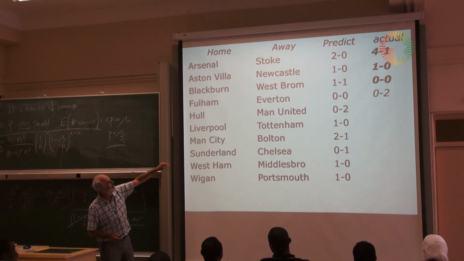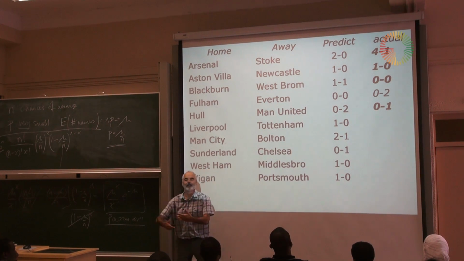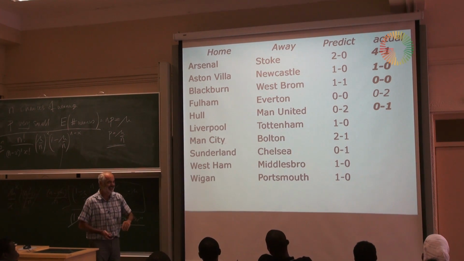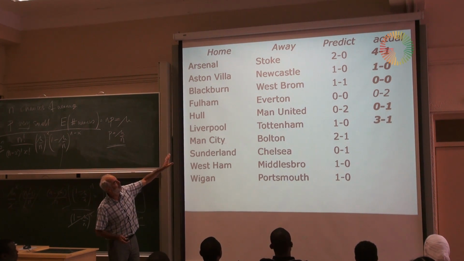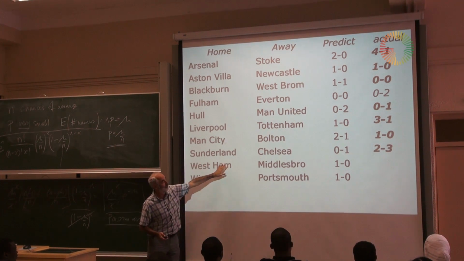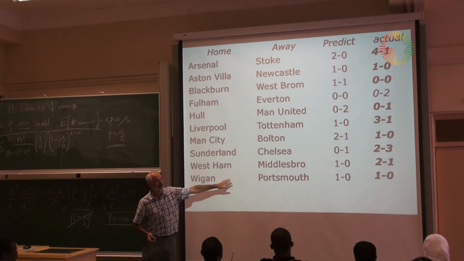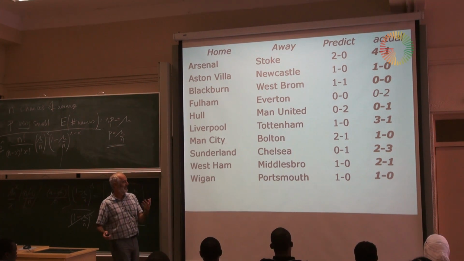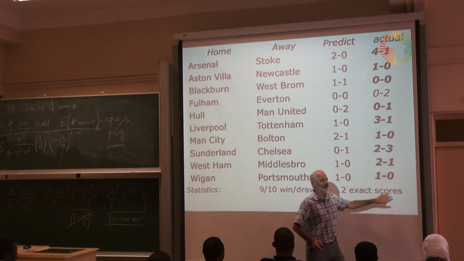So that was wrong. Hull, it was 0-1. Manchester United only scored 1. They weren't playing their best team. Liverpool, I said Liverpool would win. Yeah, they won, but 3-1. Manchester City, Bolton, didn't get the score right, got the result right. Sunderland, Chelsea, got the result right, not the score right. Got the result right, got it exactly right. Yeah, look at that, eh? 9 out of 10 right, win, draw, lose, 2 exact scores.